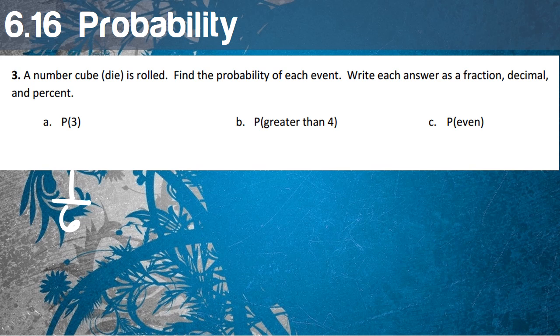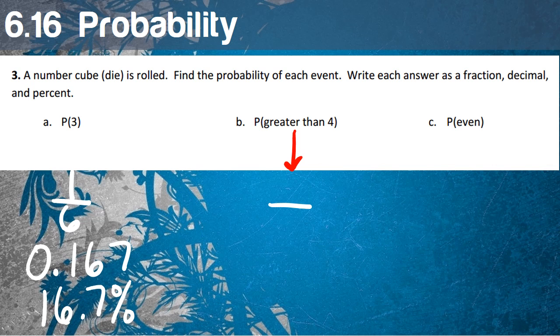The decimal form, 1 divided by 6 in the calculator, gives you 0.167, and as a percent, there is a 16.7% chance of rolling a 3. So for letter B, the probability of rolling greater than 4, there are still 6 sides. We're talking about just 5 and 6 here. So we have 2 possible outcomes. We can roll a 5, we can roll a 6.